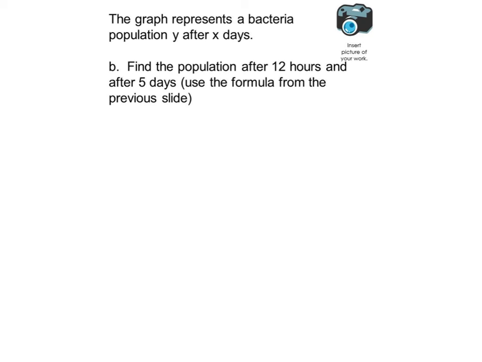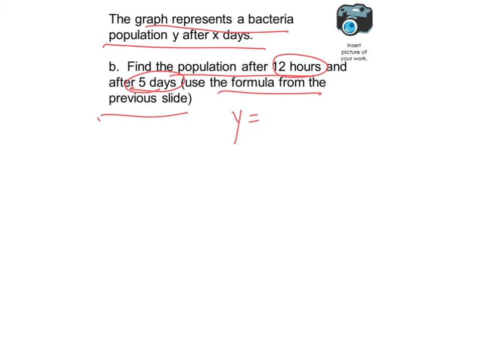All right. The graph represents a bacteria population. Find the population after 12 hours and then after 5 days. Use the formula from the previous slide. So our formula from the previous slide was y equals 3 times 4 to the x. Y is population, x is days. We have to find the population, so that means we have to use x. So 12 hours. All right, x is days, so I have to convert that to days. So 12 hours is how much of a day? 12 over 24 is a half day.